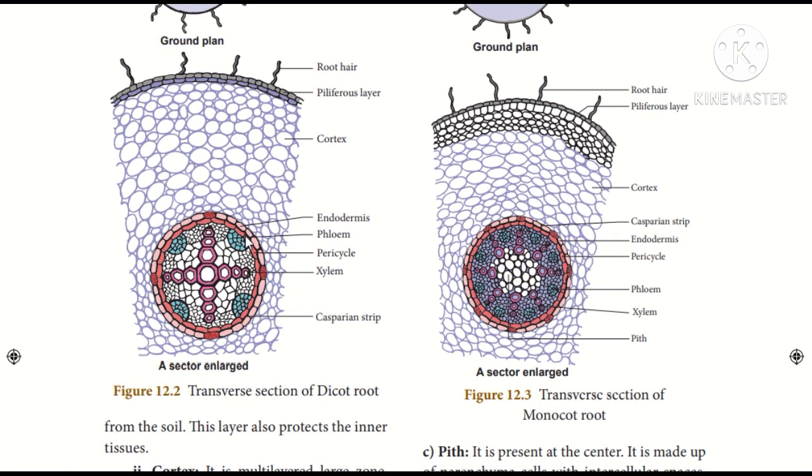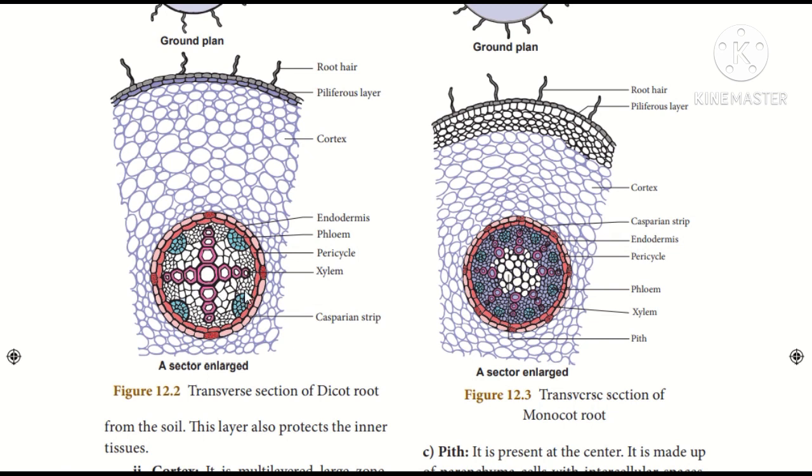And what are Casparian strips? A thickening which is present in the endodermis is called Casparian strips. And why are they called Casparian strips? Because they were named after Caspary, who first noticed the strips in the plant. And these Casparian strips are absent in the endodermal cells which are located opposite to the protoxylem.